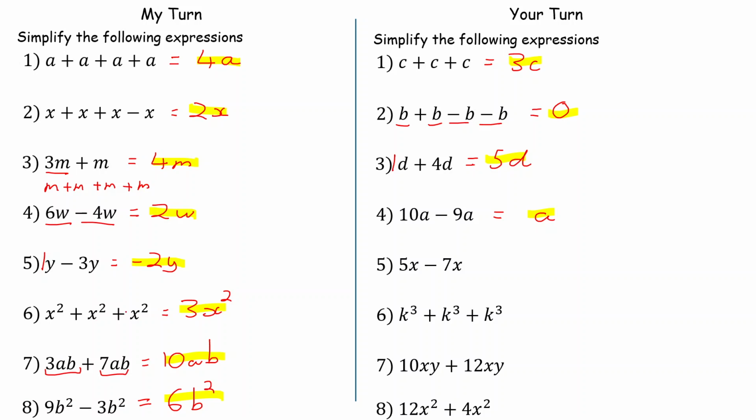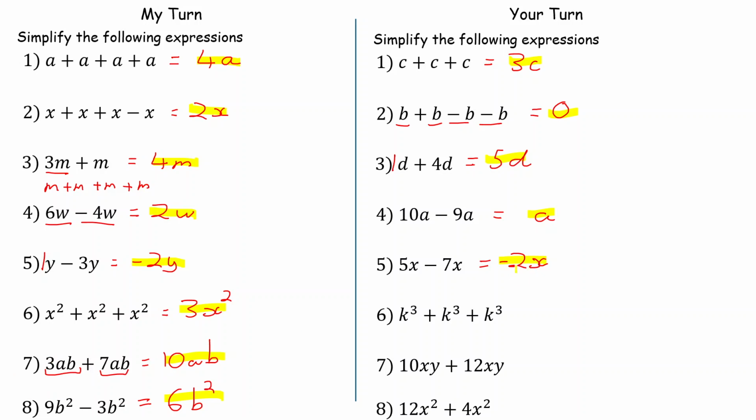Good. Question 5, we've got 5x take away 7x. Well, 5 take away 7, it is not 2, it's negative 2. If you need to, use a number line. You're at 5. If you're taking away 7, you're going back by 1, 2, 3, 4, 5, 6, 7. So 4, 3, 2, 1, 0, negative 1, negative 2. So negative 2x. Never be afraid if you need to use that number line.